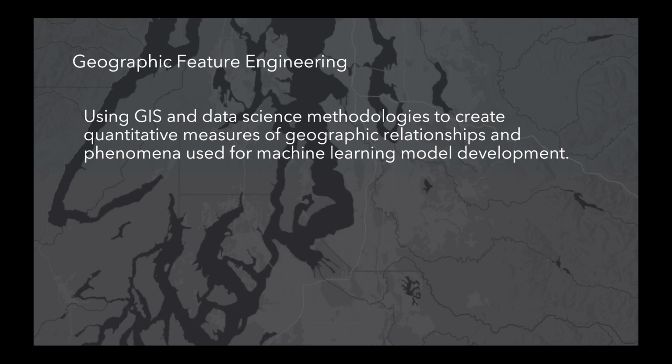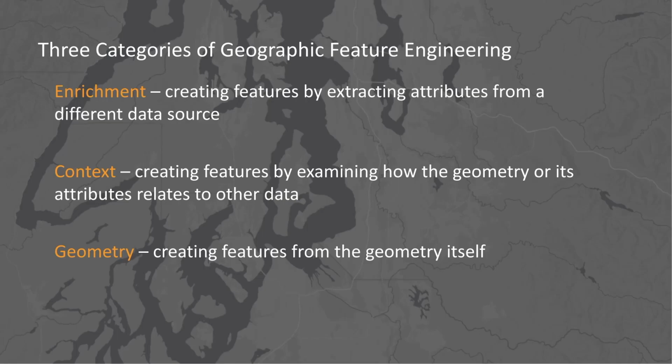So when we start thinking about this, if we're going to call this geographic feature engineering, we're applying our domain knowledge by using GIS and data science methodologies together so that we can create quantitative measures of geographic relationships and phenomena and use these as part of machine learning model development. For the remainder of this presentation, we are going to discuss 3 categories of geographic feature engineering and motivate them with some concrete examples from some projects that we have worked on. These 3 categories are enrichment, context, and geometry.